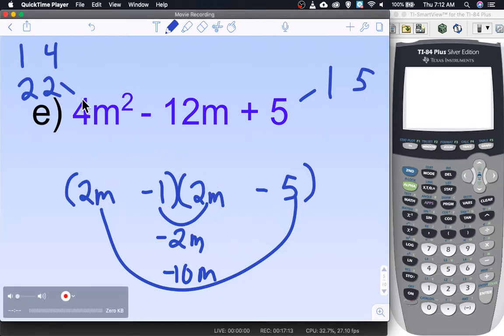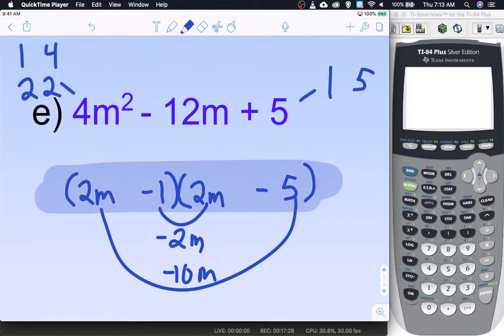2m and 2m is 4m squared. My middle terms, I'm actually just double checking the multiplication. Looks good. They do combine to give us negative 12. And when I multiply these lasts together, we do get a positive 5, which means we're done. That's it.